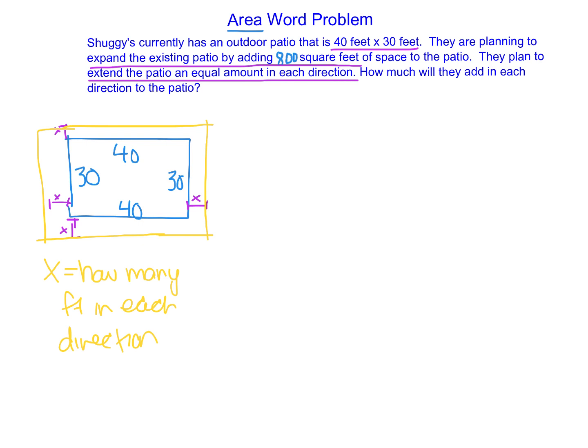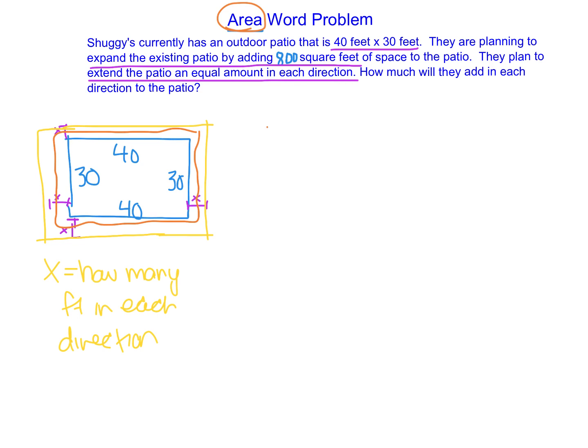Now, we're also given an additional piece of information, and we're told that this extra area here is going to add about 800 square feet to the area of our patio. So it's going to add 800 total square feet. So we can see that we're dealing with area because we're going to be updating the area of this patio.